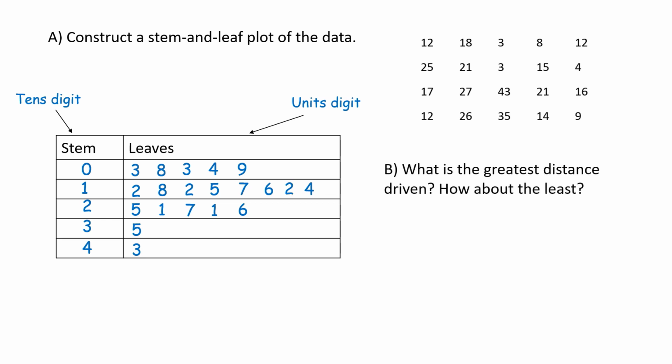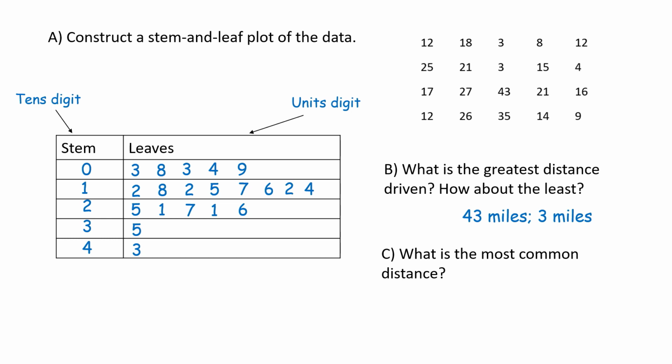What is the greatest distance driven, and how about the least? Well, the greatest distance we can see from the stem and leaf plot would be 43 miles, and for the least, just 3 miles. We look where the stem is 0. Part C. What is the most common distance? Looking through, it appears that we have 12 3 times, so the common distance is 12 miles.